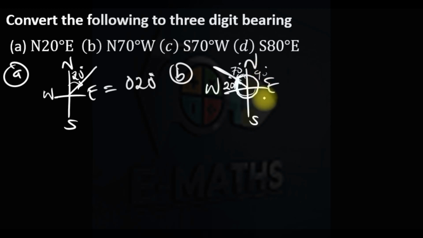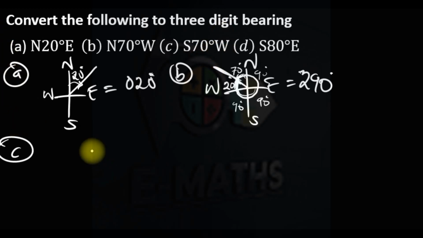Do you get this? This is 90. This is 90. This is 90. So 270 plus 20 is 290. So our answer is 290 degrees. So very simple. 3 digits. You just add this 270 plus 20, which is 290. Okay, let's change this. This is south. So okay, no problem.